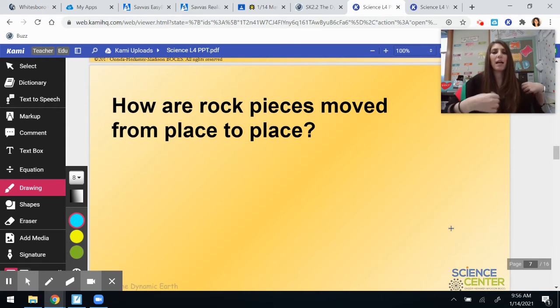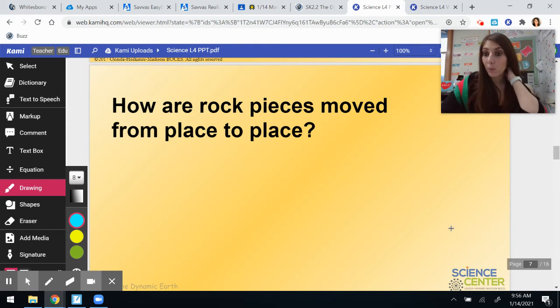Now, how are rock pieces moved from place to place? You might have gone outside before and seen some rocks by your house, or by your driveway, or even when you're driving down the road. How do these rocks get to different places? Rocks can't just get up and move, and we don't grow rocks. Remember, you can't just say, I'm going to grow some rocks here like you would do with a plant. It doesn't work like that. So how do these rocks go from place to place?